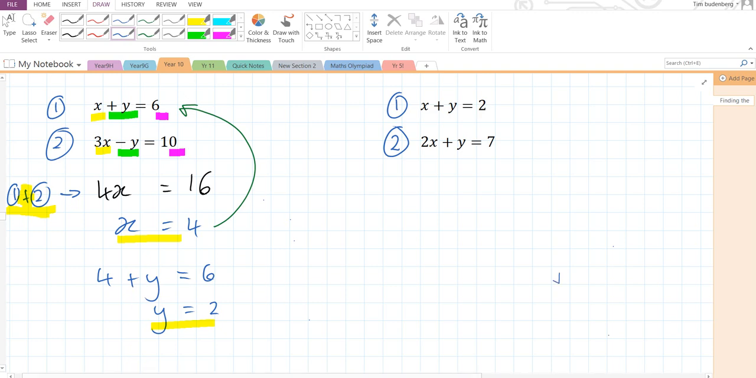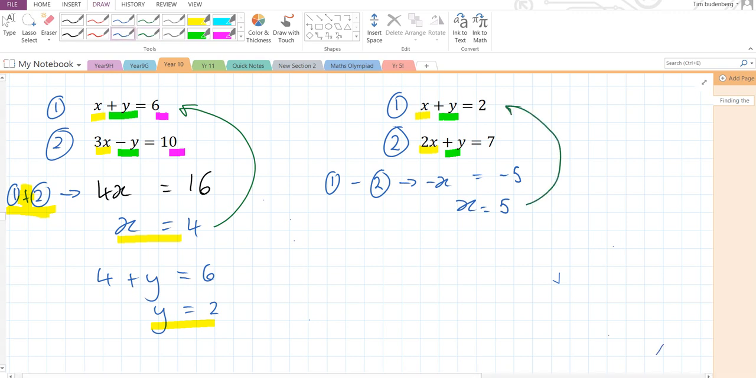But if we do equation 1 minus equation 2, we get x minus 2x, negative x. We get positive y minus positive y. Now that's beautiful, it disappears. y take y is 0. And we get 2 minus 7 is negative 5. Minus x equals negative 5, so x is 5. Then we sub in.